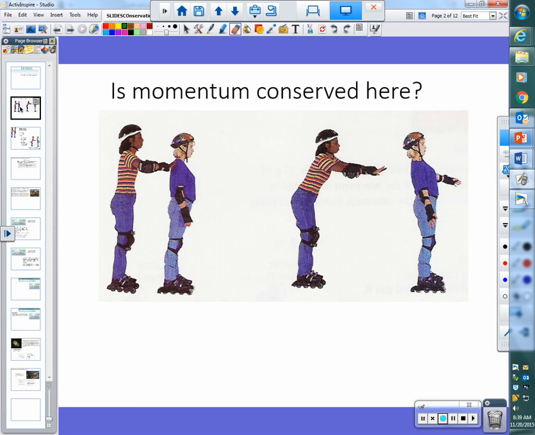Okay. That's true. Let's take it out. That's why, or that's one of the contributing factors, right? Let's talk about it from the standpoint of momentum conservation.